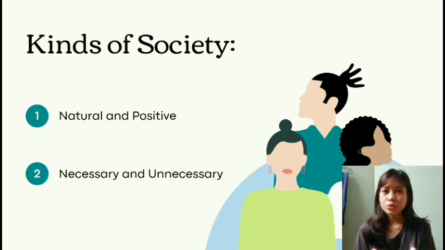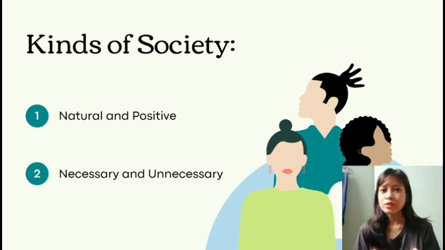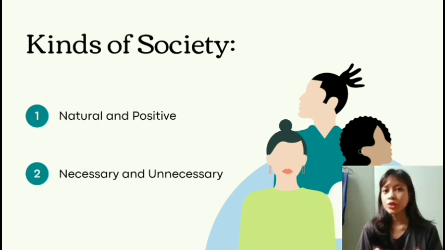Next is number two, necessary and unnecessary. From the name itself, a society is necessary if it comes from the needs of a man as a man. Humans cannot live or do anything without it, like a family or a state. It is then called unnecessary if a man has the option to be a part of it or not.